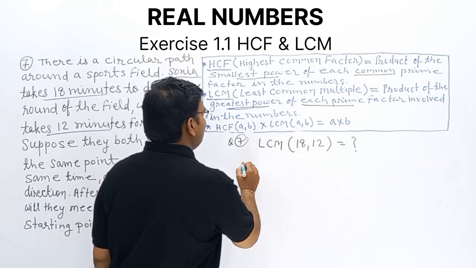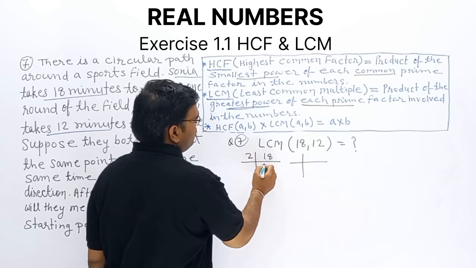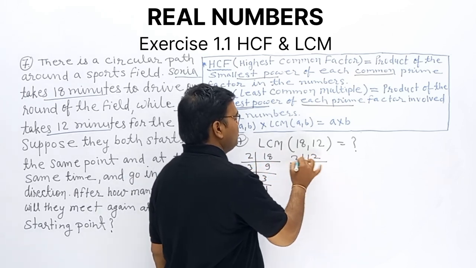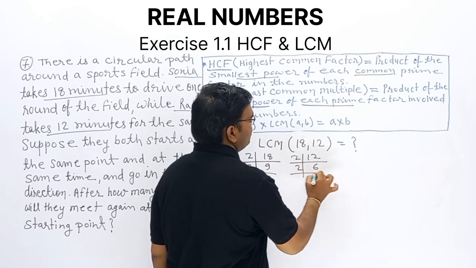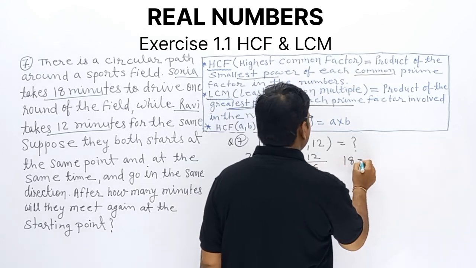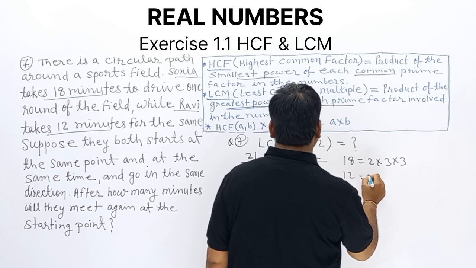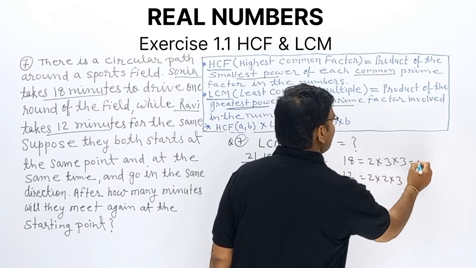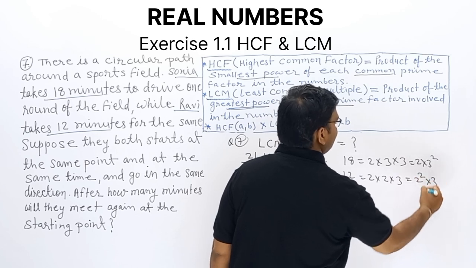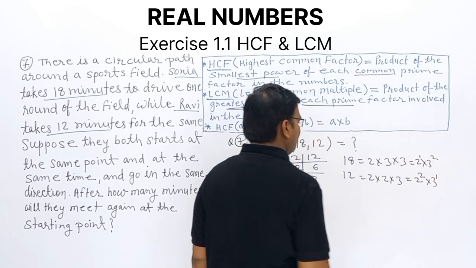For finding the LCM we will take prime factors. 18, prime factorization method: 18 divided by 2 is 9, 9 divided by 3 is 3, 3 divided by 3 is 1. 12: 2, 6, 2, 3, and 1. So the factors of 18 are 2 into 3 into 3, and 12 equals 2 into 2 into 3. This can be written as 2 into 3 square, and this as 2 square into 3. Now the power of 2 is 1, and the power of 3 is 1.